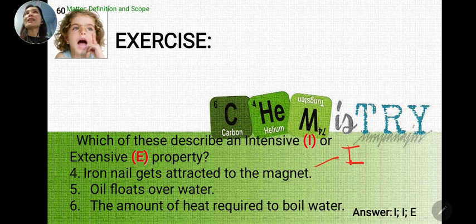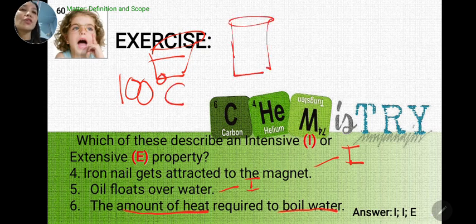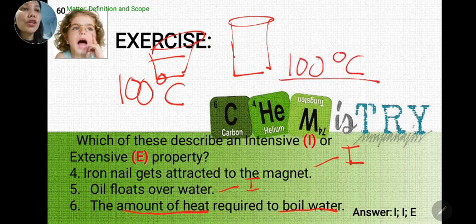Kasi hindi naman napapalitan, kahit gaano kadaming iron nail yung ilagay mo, ma-attract pa rin siya sa magnet. Oil floats in water, that is buoyancy, that is intensive property. Yung amount of heat required to boil a water, it depends. Sabi ko kanina, kahit isang basong tubig, hindi pa rin mag-change yung boiling point at 100 degrees Celsius ng water kahit na isang drum pa or isang balde yung ipapakulaan mo. 100 degrees Celsius pa din yung boiling point ng water. But, yung amount of heat required para mag-boil siya to 100 degrees Celsius is extensive.